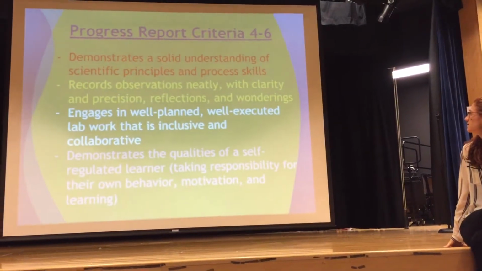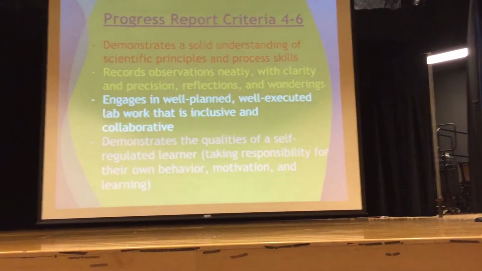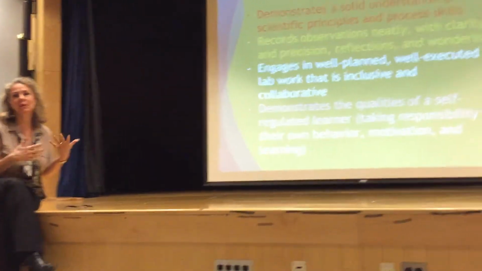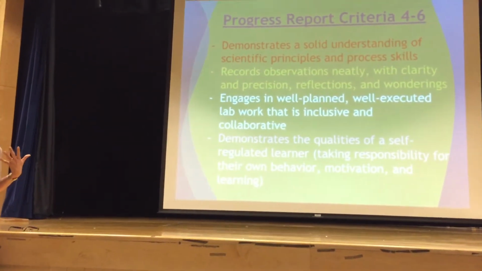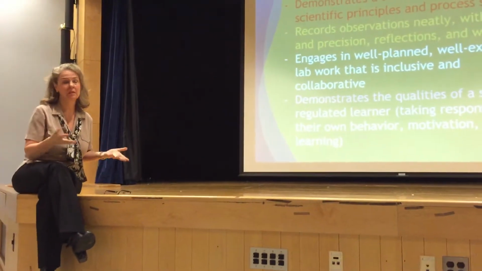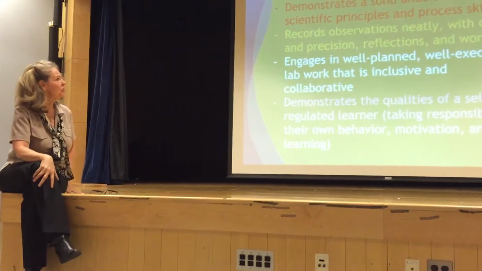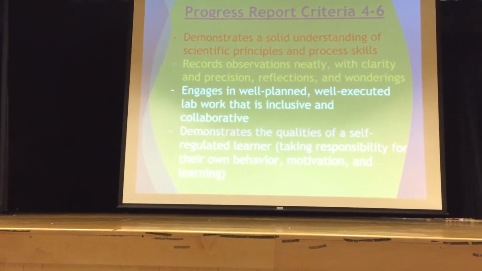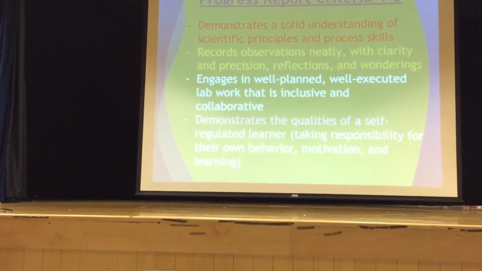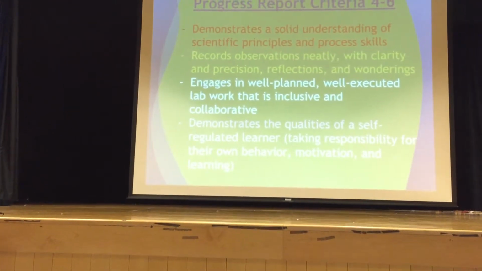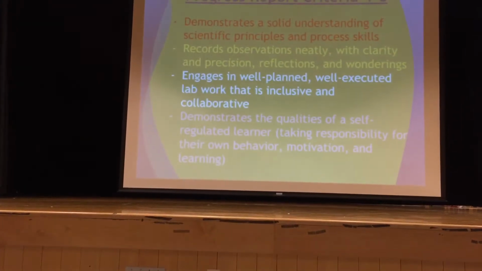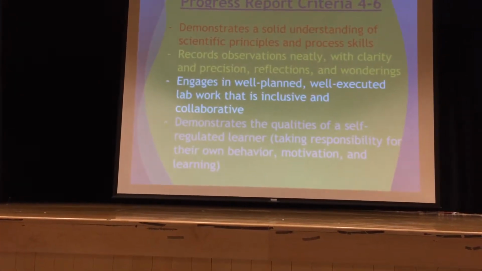I use the same criteria for all my grades. Demonstrates a solid understanding of scientific principles and process skills. Basically, are they getting the content, are they asking questions, are they thinking, and are they really involved in their learning? And then records observations neatly. That would be their science binder for the upper grades, their notebook for the lower grades. Are they taking notes down? Are they putting their thinking down on paper? Are they labeling their diagrams? Could anyone pick up that book and understand what they're saying?